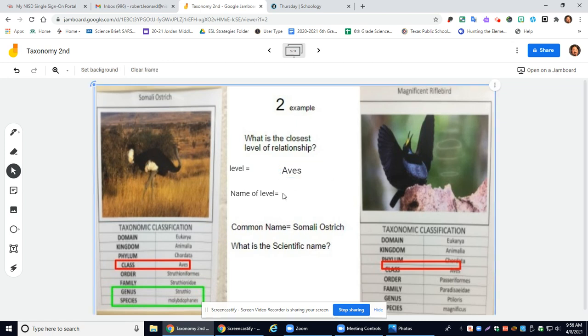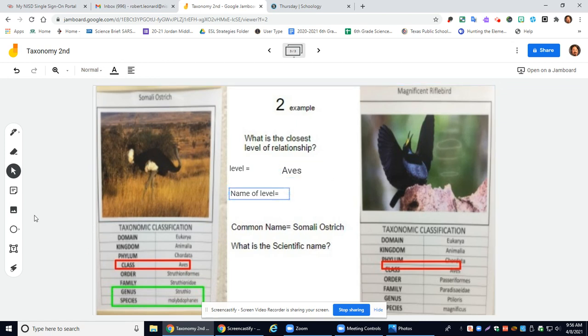And the name of that level is what? Oh, wait. Oh, I'm sorry. Nope. I don't want to get that wrong because y'all need it. So I did that backwards. The name of the level is class. And what is the name of that level? It is Aves. This is exactly what you're doing on your project.